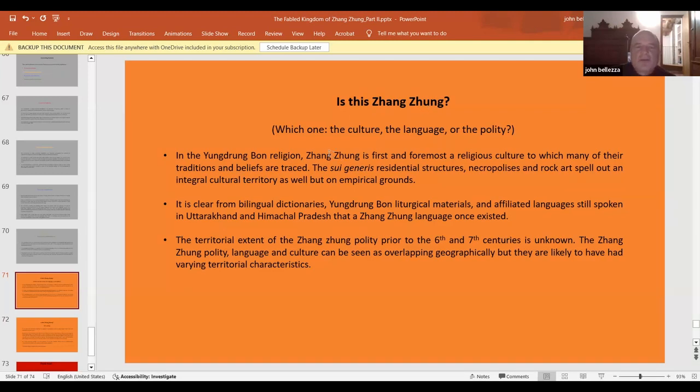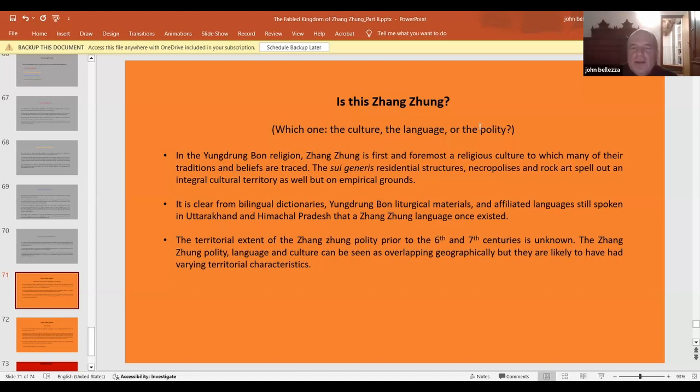Is this Zhang Zhung? Okay, which one? The culture, the language, or the polity? Zhang Zhung refers to all three. In the Yungdrung Bon religion, Zhang Zhung is first and foremost a religious culture to which many of their traditions and beliefs are traced.